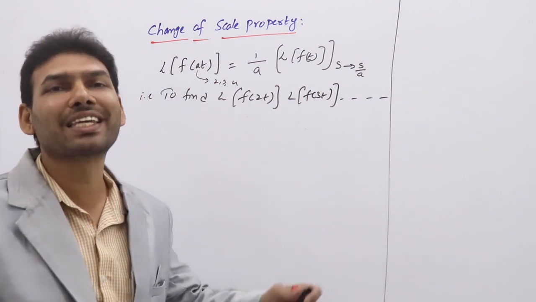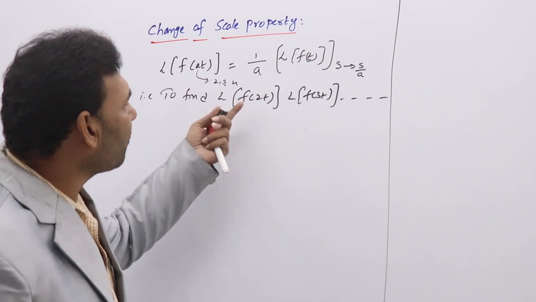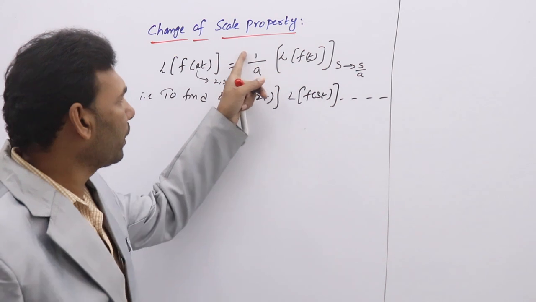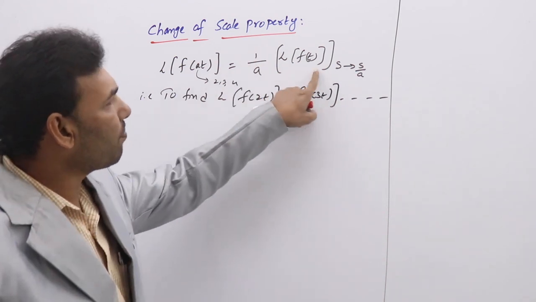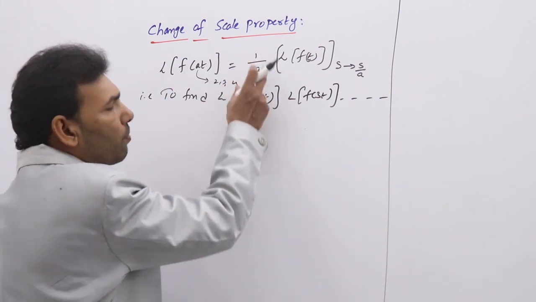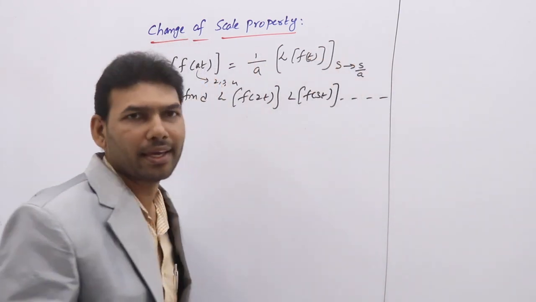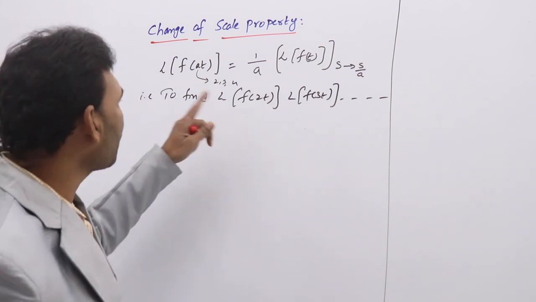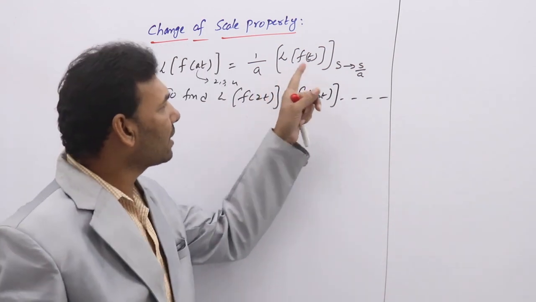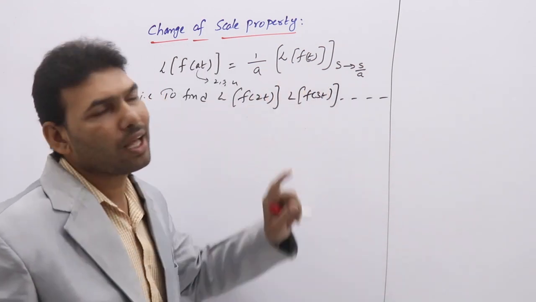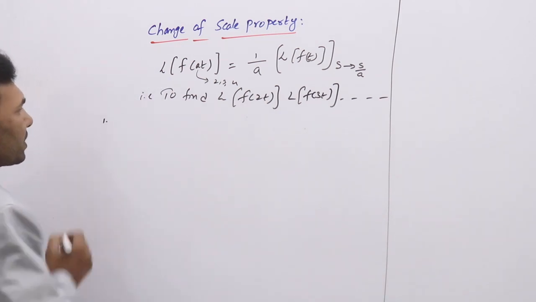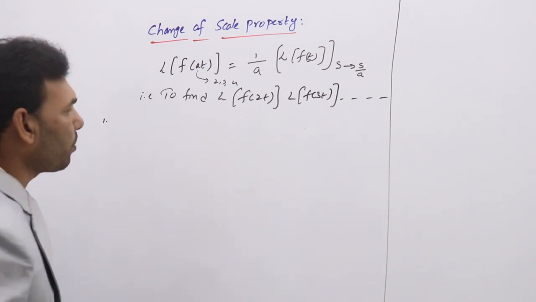When L of f of t is given, to find L of f of 2t or 3t, what are we going to do? We are going to write 1 by a as coefficient. In Laplace, we are going to replace s by s by a. If you want to evaluate L of f of 2t, 1 by 2 coefficient and replace s by s by 2. If you want to evaluate L of f of 3t, write 1 by 3 as coefficient and in the place of s in the Laplace formula write s by 3. This is the exact situation where we are going to apply change of scale property.